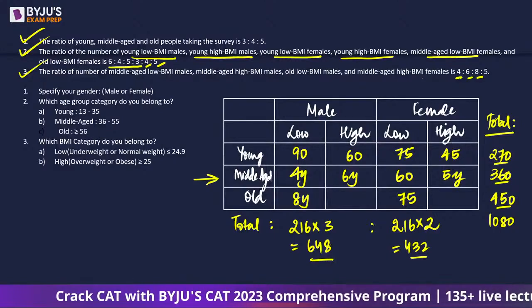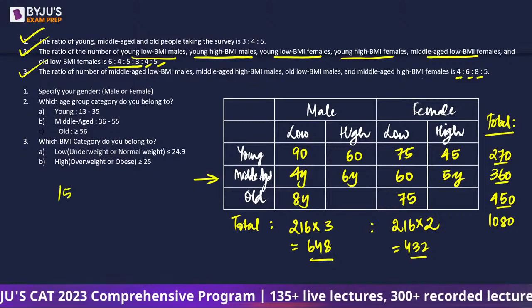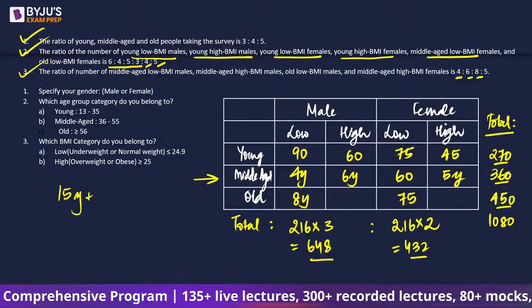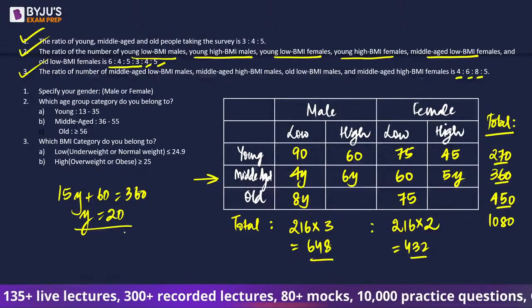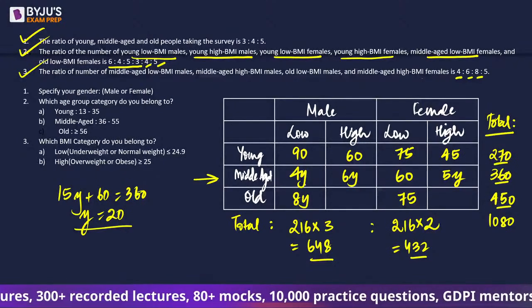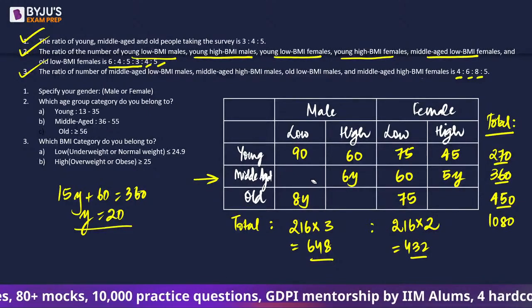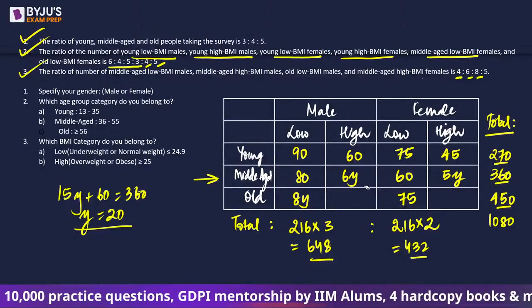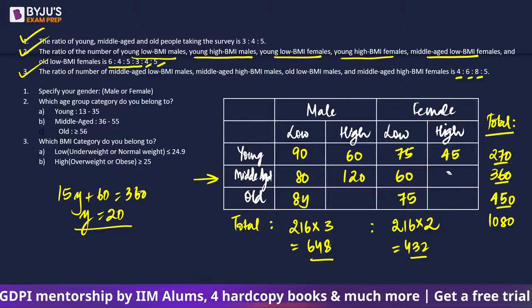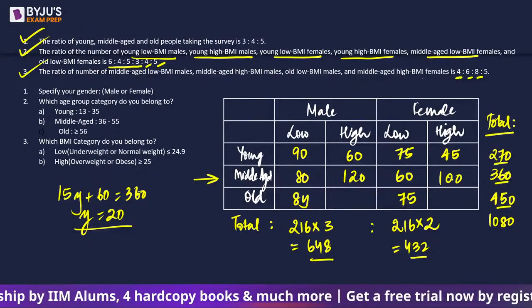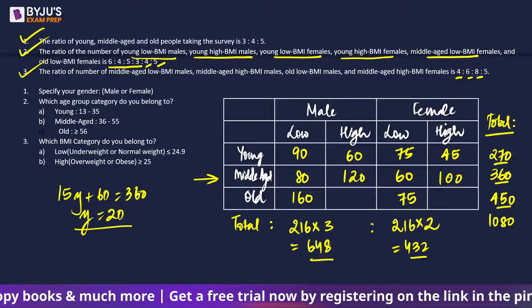So if we look at the middle-aged row, we can say that 15y, 4y, 6y, 5y, 15y plus 60 is 360, and this will result in y as 20. As soon as y is 20, that would mean this is going to be 20 into 4, 80, 20 into 6, 120, 20 into 5, 100, 20 into 8, 160.